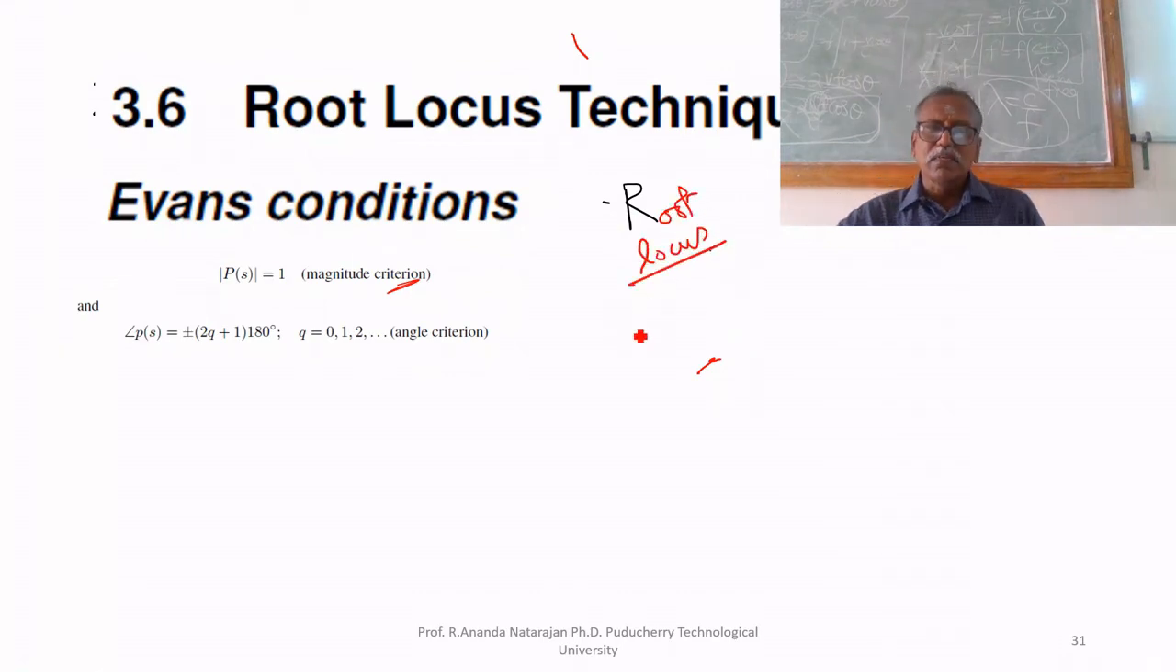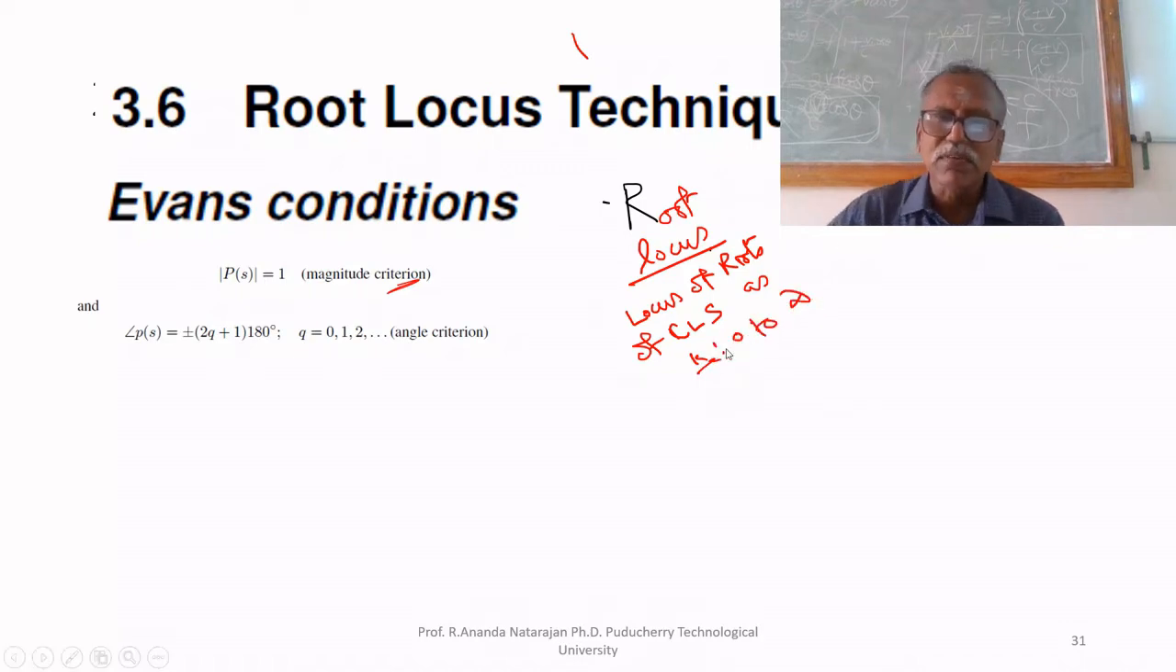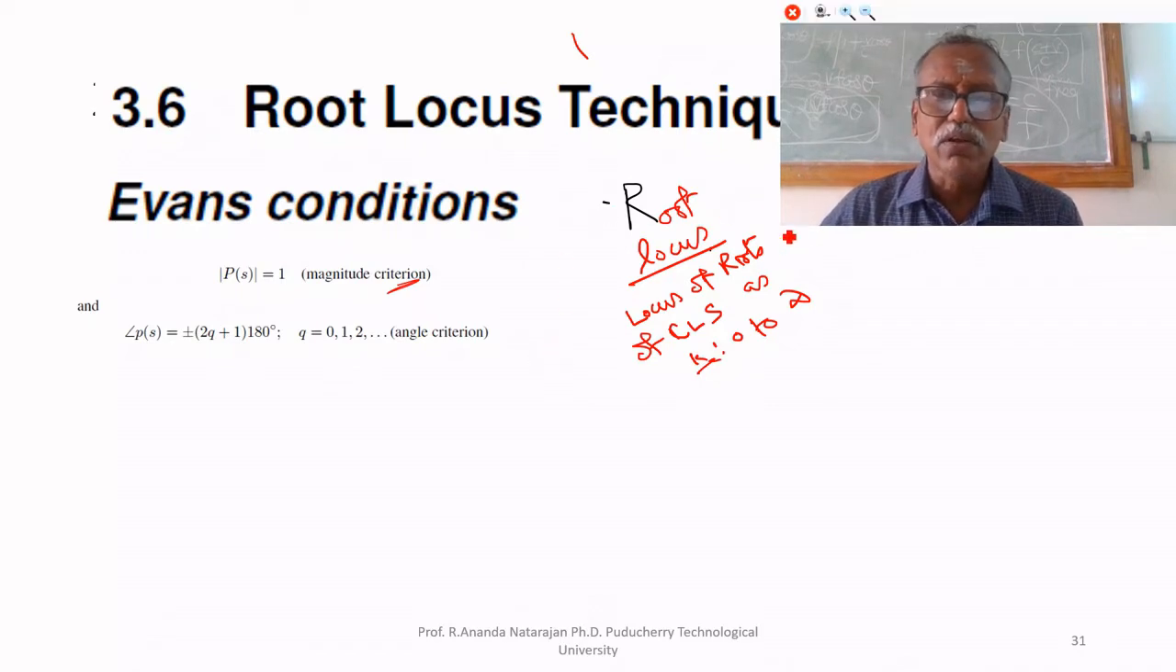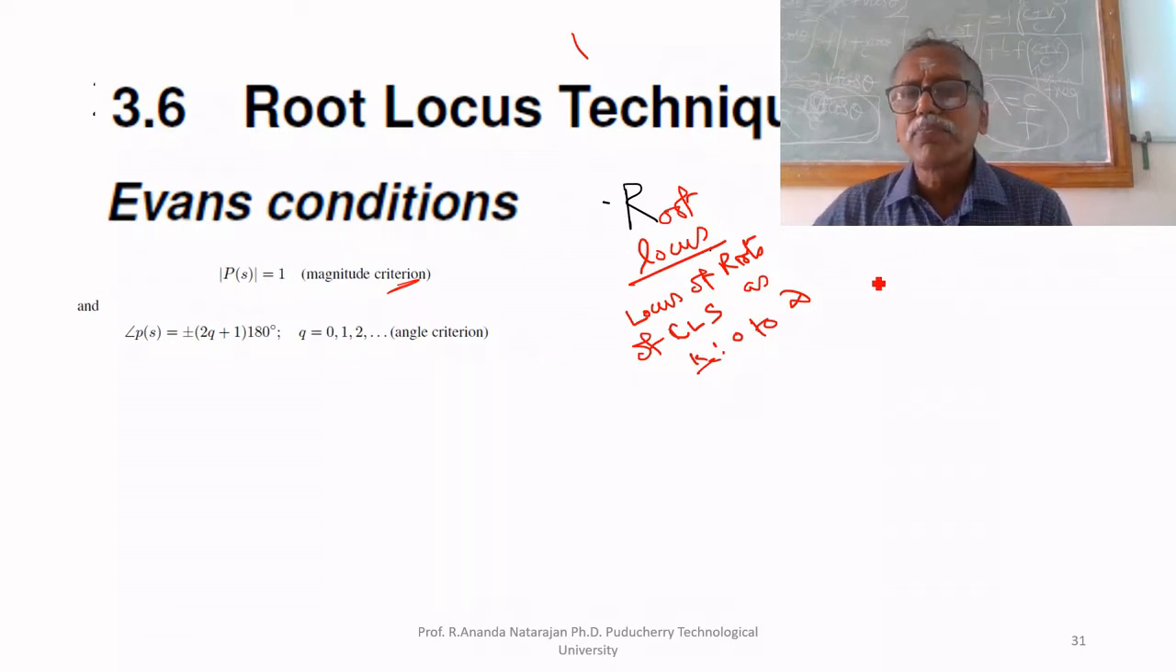Root locus means the locus of roots of the closed loop system as k varies from 0 to infinity. That is called the locus of roots. Up to second order, we can easily find the roots and draw them. But even then, we have to find an infinite number of roots, and only then can we draw.